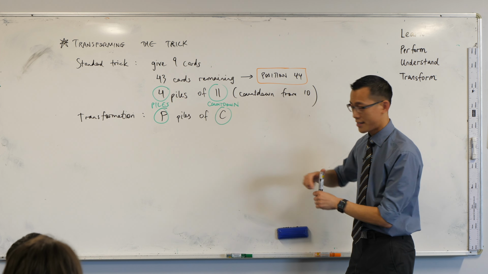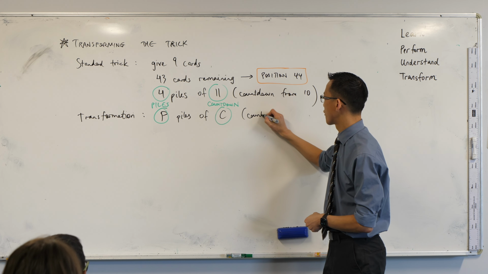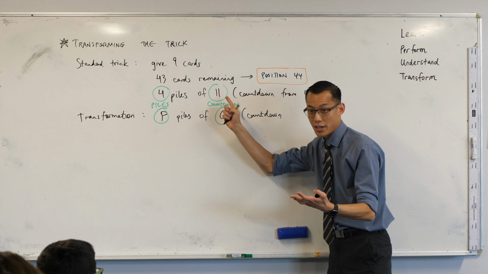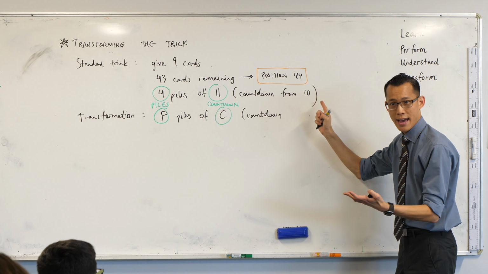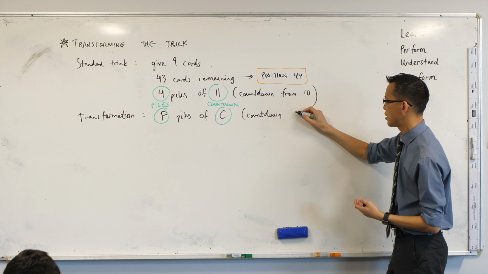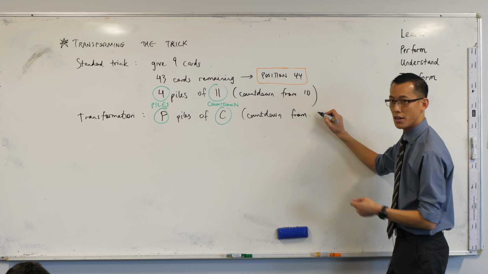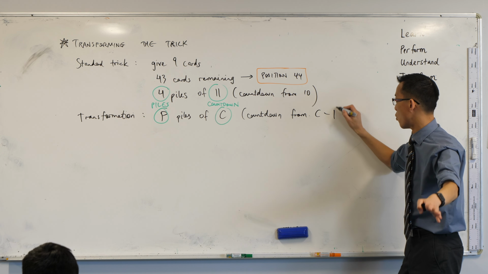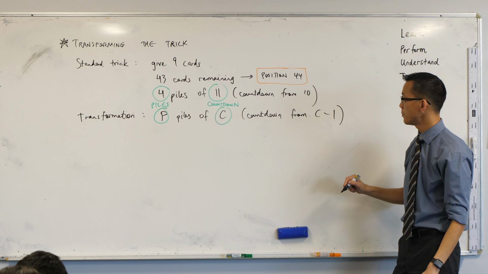If this is the countdown number, then when I'm doing this trick, aloud, I don't say 11, I say 1 less than that, right? So the number I say aloud actually starts from not C, but C minus 1. Very good. C minus 1. Okay? So far, so good.